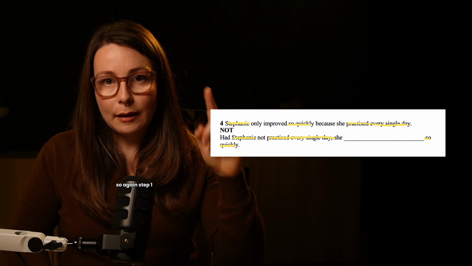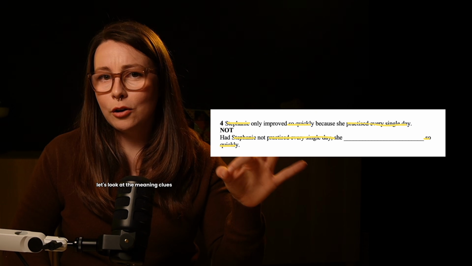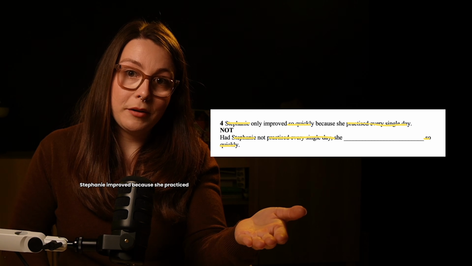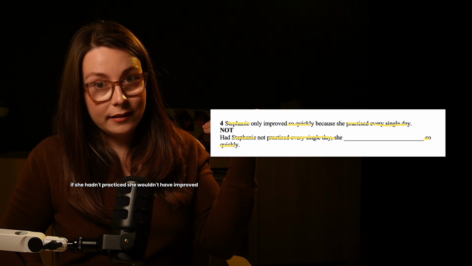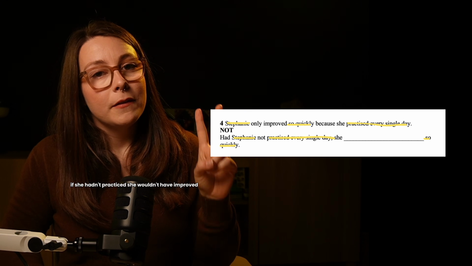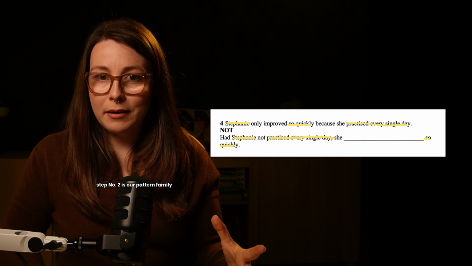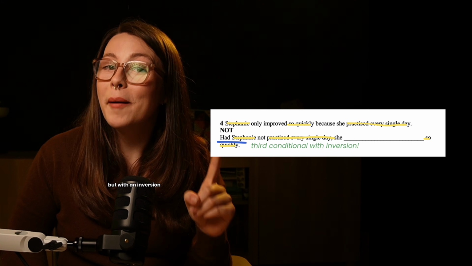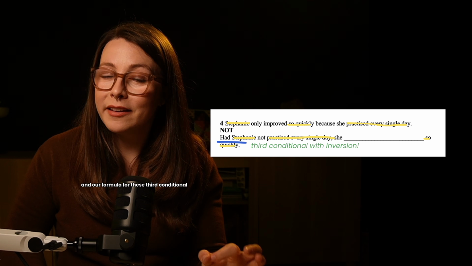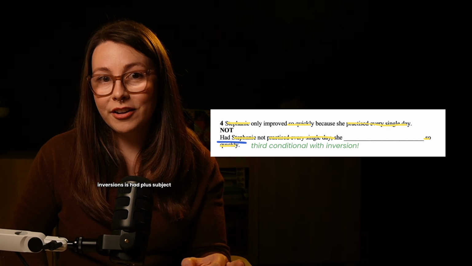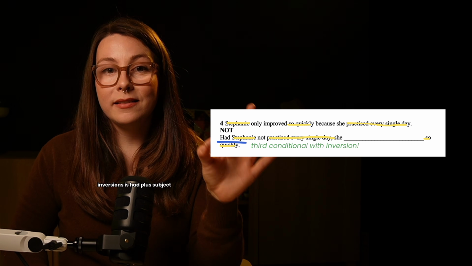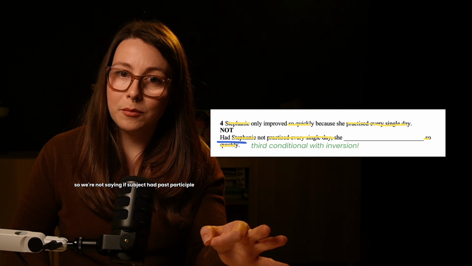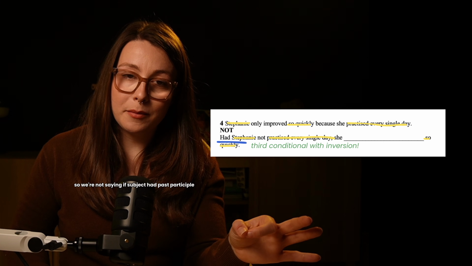So again, step 1, let's look at the meaning clues. This is a conditional. Stephanie improved because she practiced. If she hadn't practiced, she wouldn't have improved. Step number 2 is our pattern family. Had Stephanie not practiced, this is a third conditional but with an inversion. And our formula for these third conditional inversions is had plus subject plus participle. So we're not saying if subject had past participle.